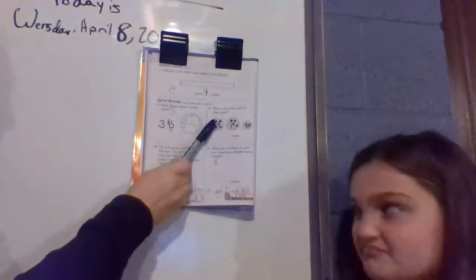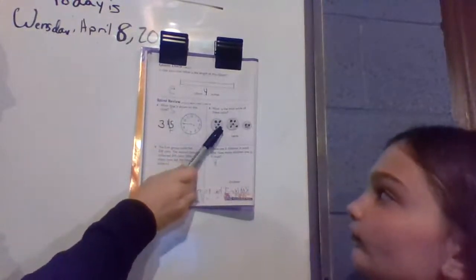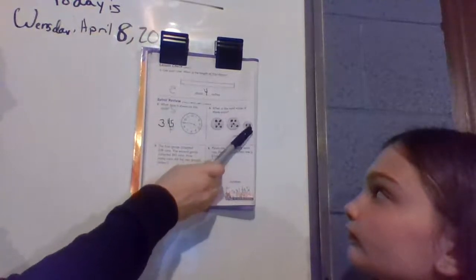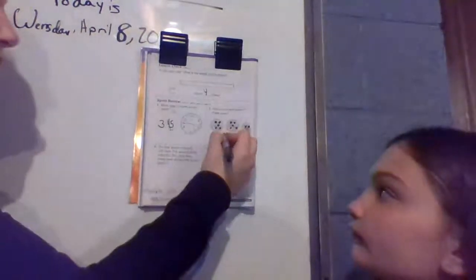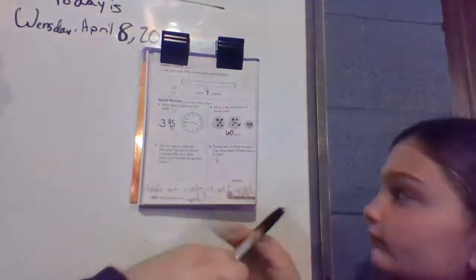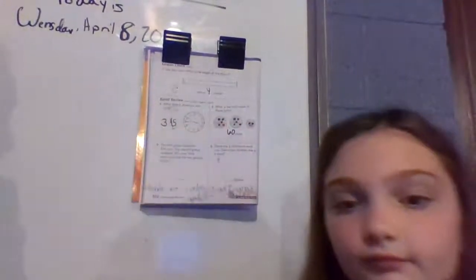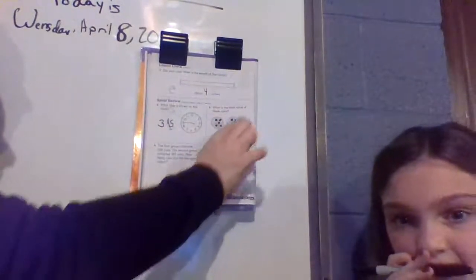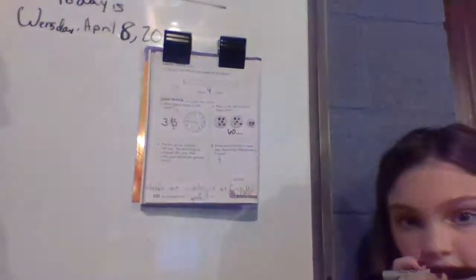I have 5, 10, 15, 20, 25, 30, 35, 40, 45, 50, 55, 60. So a total of 60 cents. If I knew that the quarters were worth 50 and I wanted to save some time, I could sing my quarter song, 25, 50, and then I would stop and then do 55, 60. Okay? Can I read it?